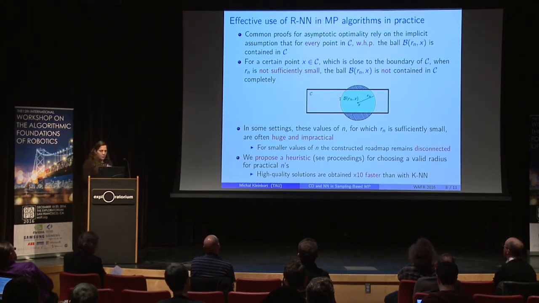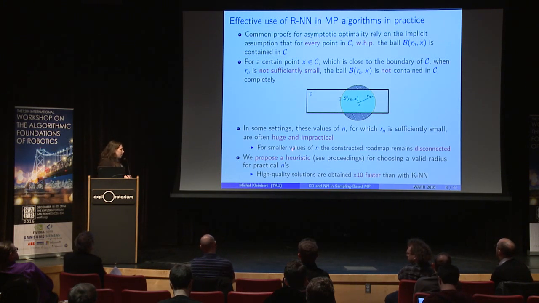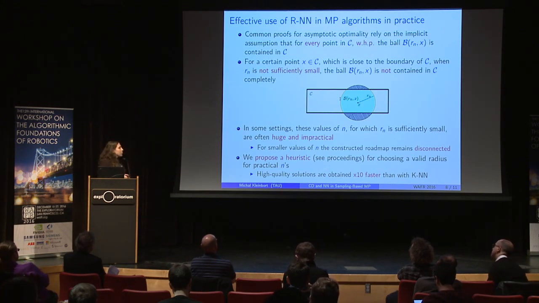In most of our experiments, for the practical values of n that we used, all of the points in the configuration space were close to the boundary. In order to obtain connected roadmaps, we had to use huge values of n. So instead, we propose a heuristic for choosing a valid radius for practical values of n. Using this heuristic in our experiments, high-quality solutions are obtained up to 10 times faster than with k nearest neighbor.